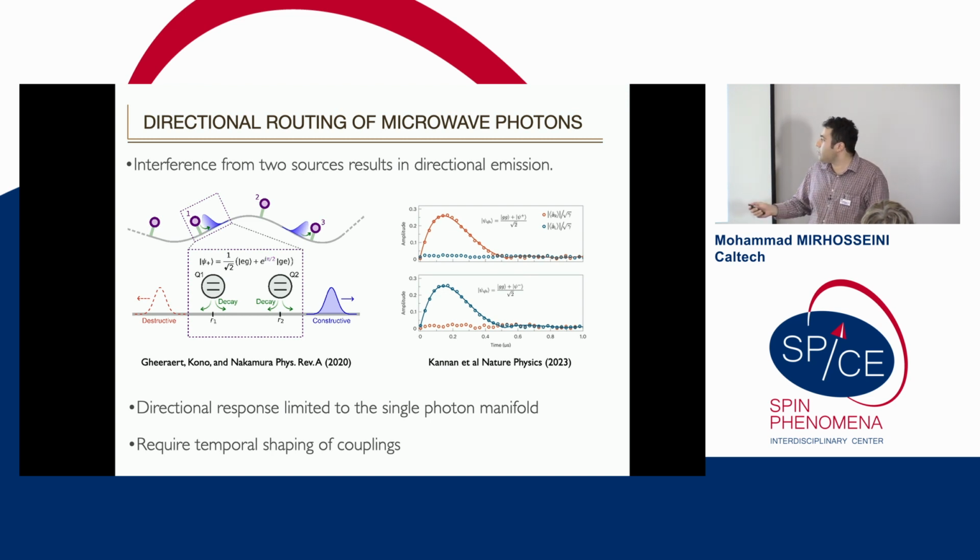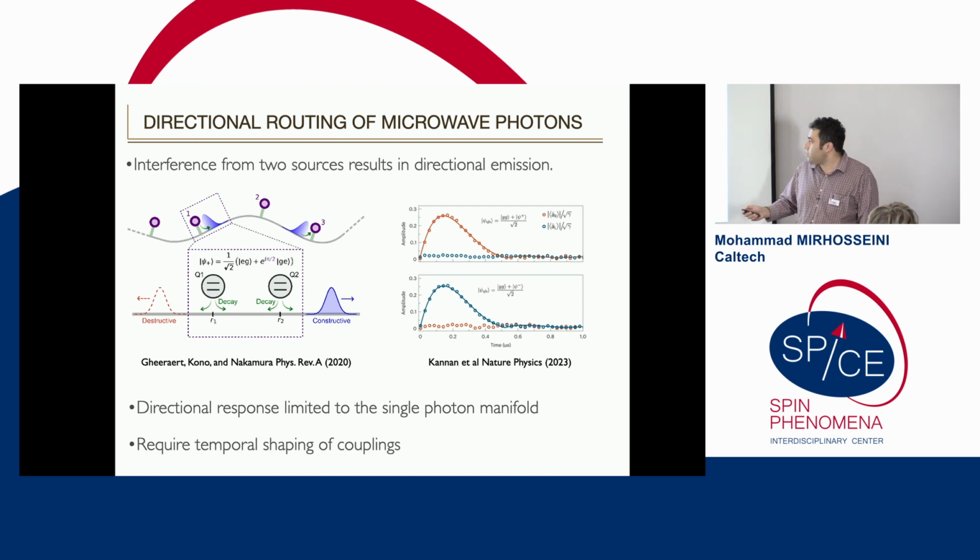This is a theoretical scheme proposed by Nakamura's group, where you take two superconducting qubits separated by a distance that happens to be lambda over 4, lambda being the wavelength of radiation resonant with the qubits. And if you prepare these two qubits in an entangled state with this i factor in the state, you can get the system to radiate preferentially into one direction and not the other one.